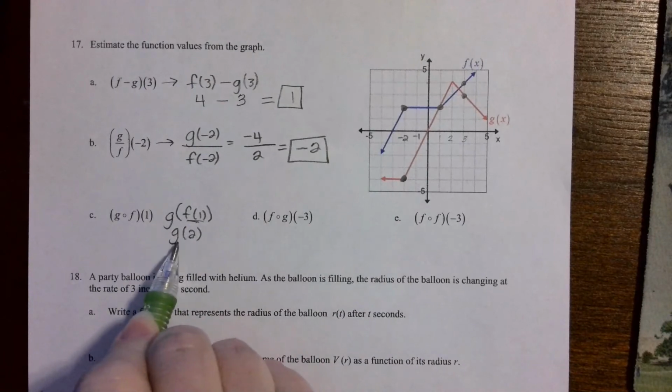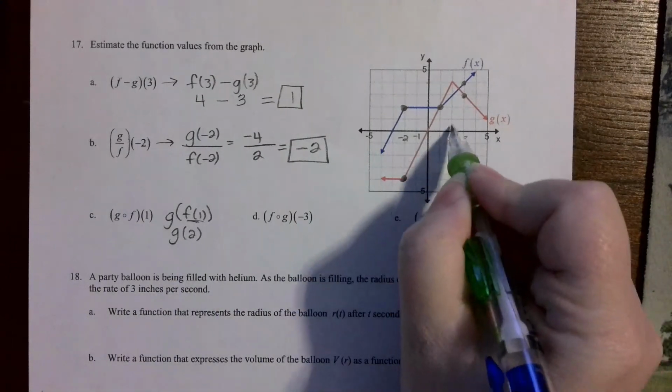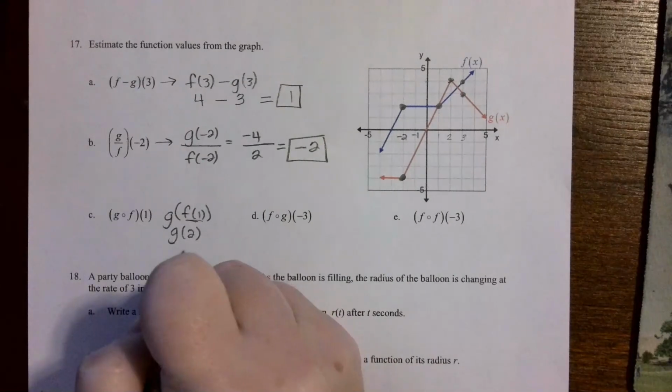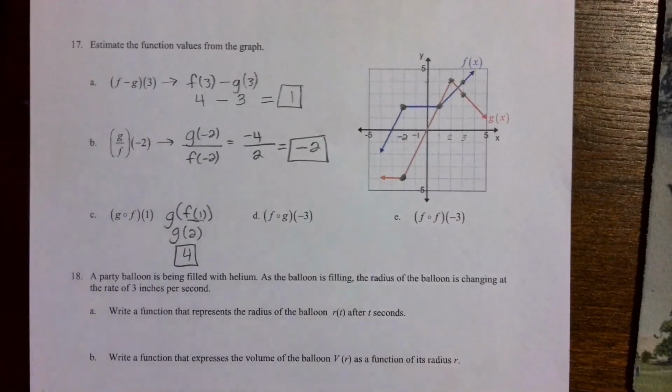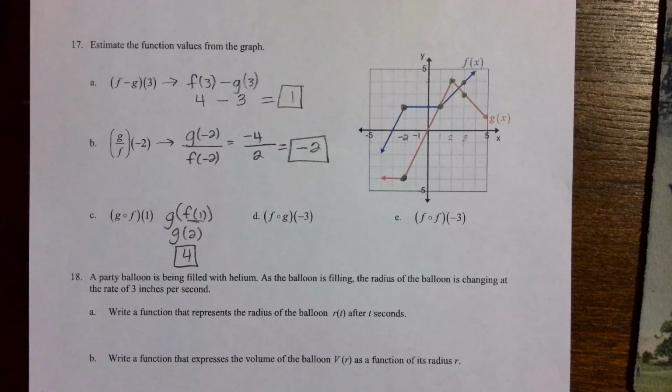Well, then they're just saying, okay, we'll determine what g of 2 is. Well, the g equation is the red one, and at 2, we're all the way up there at 4. So your answer is 4. Go ahead and try D and E if you can. Hit pause and figure it out. If not, watch D and then hit pause and try E.